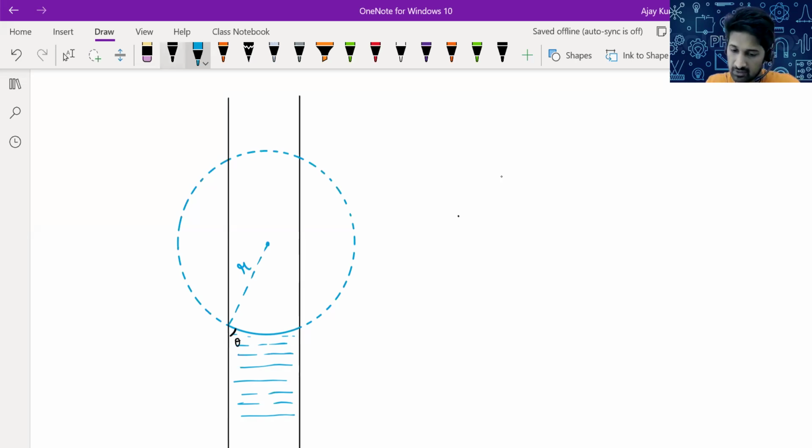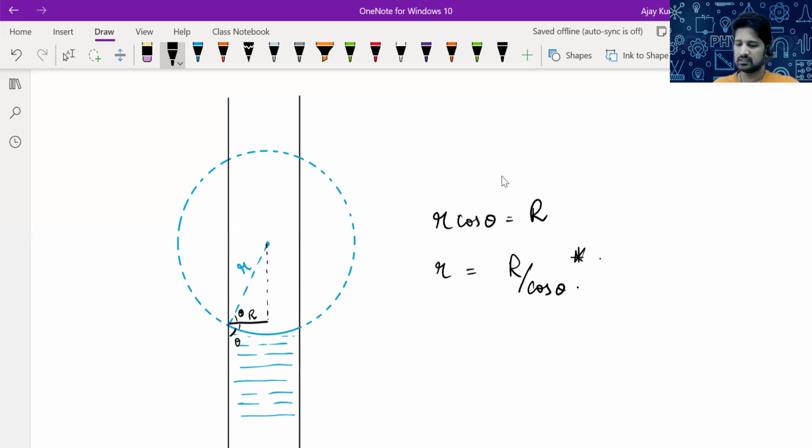Now we know the radius of the tube, which is basically this radius, capital R. Now if this angle is theta, this will be 90 minus theta. This will again be theta. So from this right angle triangle itself, you can tell that small r cos theta is equal to capital R. Or small r, which is the radius of curvature of the meniscus, will be capital R divided by cos theta. This is valid assuming the meniscus to be part of a spherical surface.